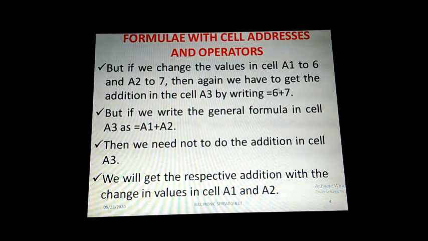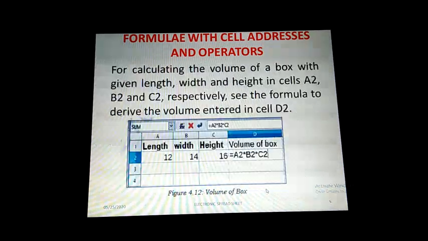So instead of writing the values, we are going to write these addresses. Whenever we make changes in these addresses, the formula automatically gets the updated value. That is the use of a formula with cell address and operators. If we write the general formula in cell A3 as equal to A1 plus A2, then we need not redo the addition in cell A3. We will get the respective addition with the change in values in cells A1 and A2.